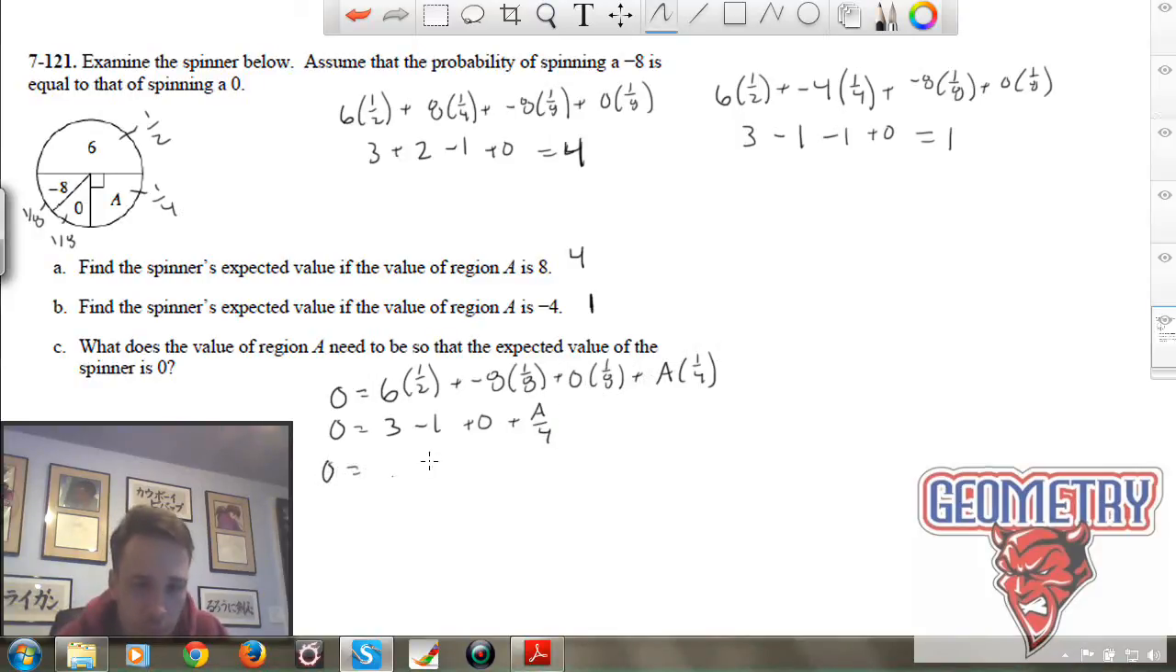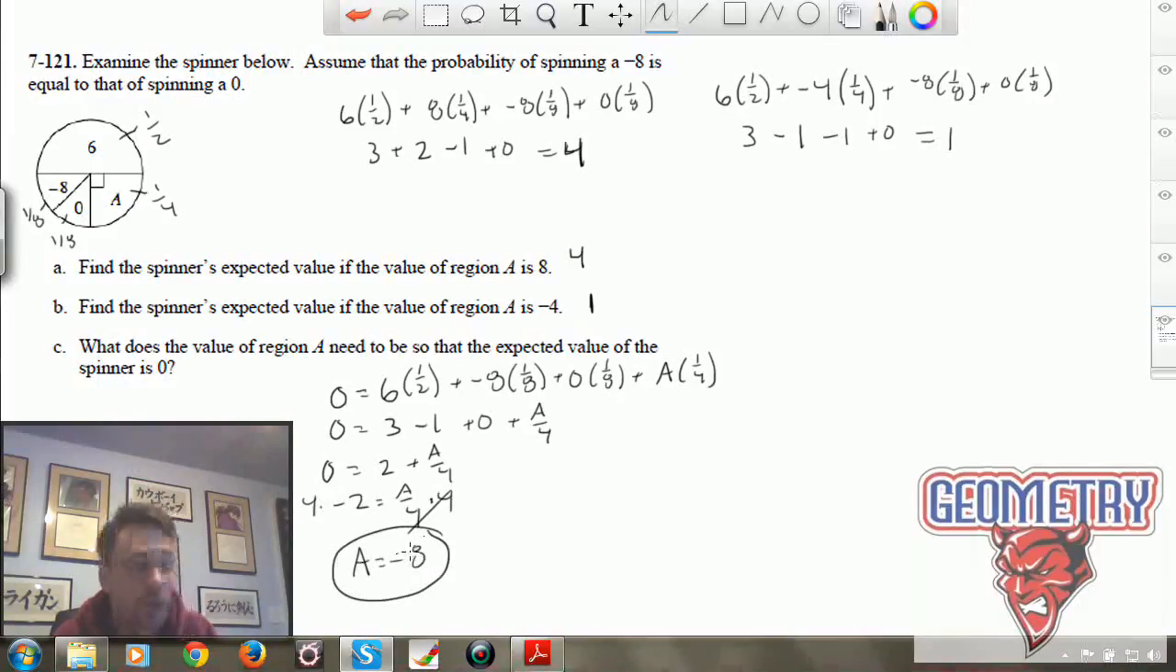So combining what we can here, 3 minus 1 is 2, so we have 2 plus A over 4 equals 0. I'll move 2 to the other side. So -2 equals A over 4. Multiplying both sides by 4, we get A to equal -8. So if the value of A is -8, then the spinner's expected value would be 0, and the game would be completely fair.